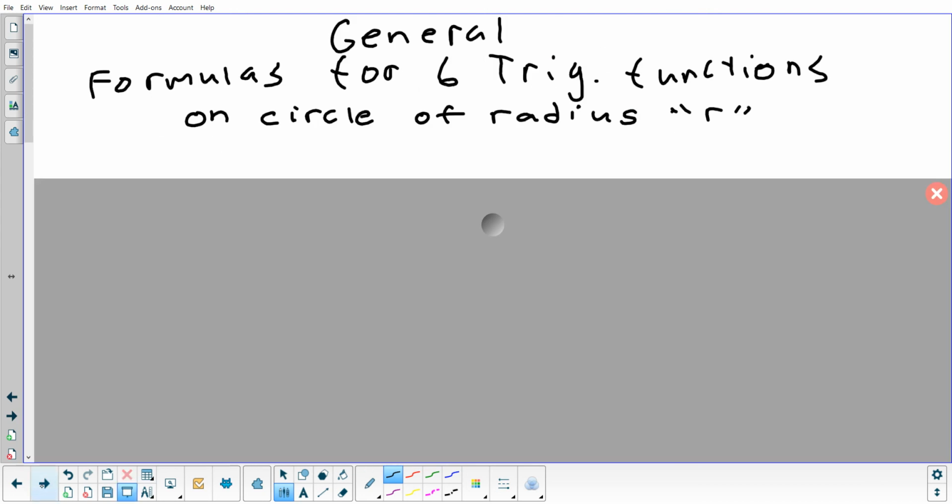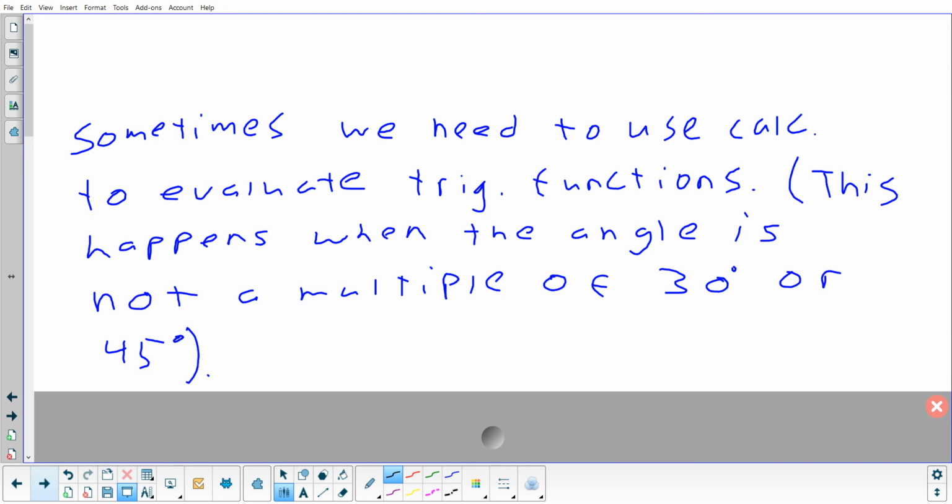All right. So, what happens if we have an angle that's not a multiple of 30 or 45? Well, you're not going to be able to use unit circle trig. Technically, you can with the 15s. That's not something we're doing. So how do we figure it out if it's not a multiple of 30 or 45? Well, I'm going to use the calculator.